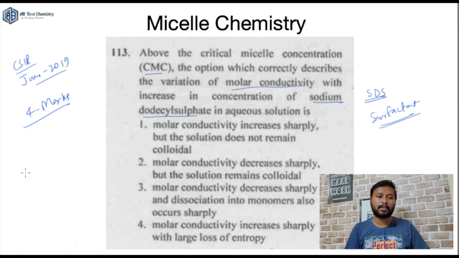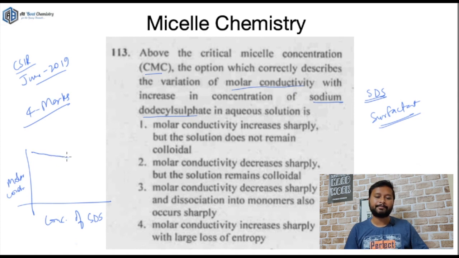So they are basically talking about the graph which you will plot between the concentration of surfactant, that is SDS, and the molar conductivity. Remember how the graph was. It had a little slope, like a negative slope, and then a steep slope after CMC. So this point was CMC, right? Just to recall, just to make you guys remember. So this is how the graph looked.